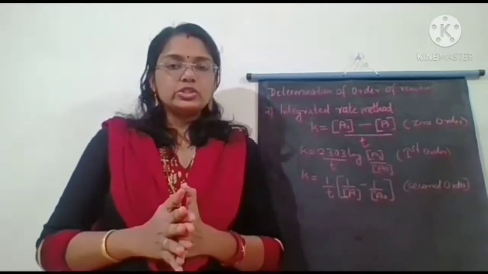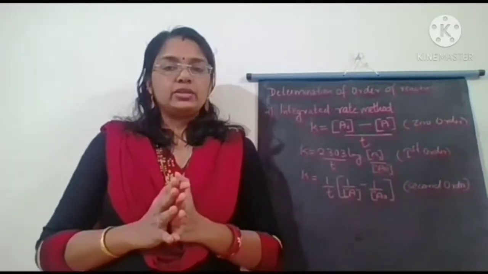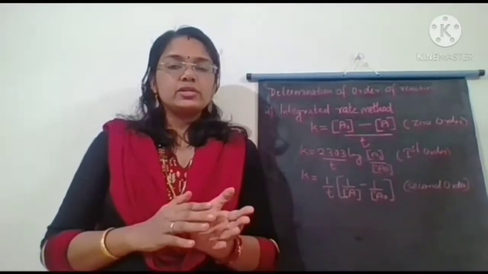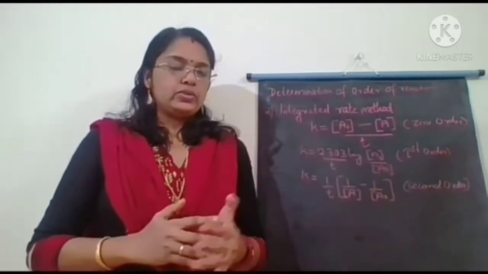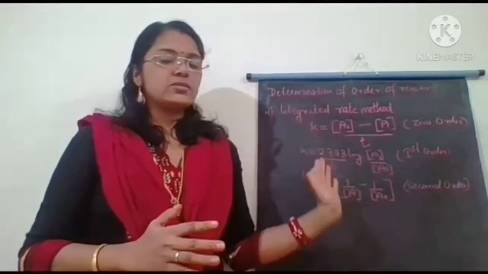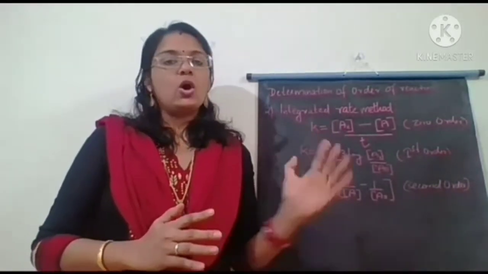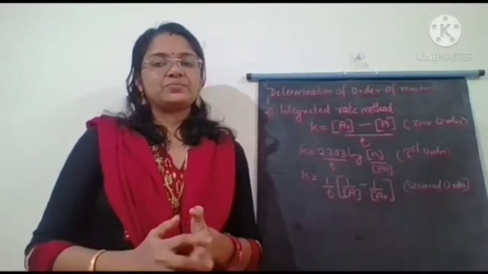So the integrated rate equation method is a trial and error method. After getting the experimental results, we substitute in these expressions to find the order. The one which gives the constant value of K gives the order of the reaction.